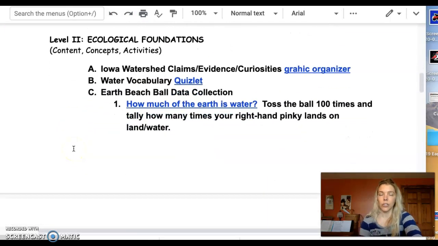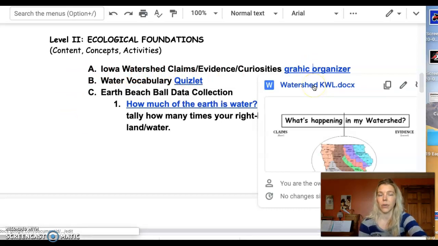Okay, so then to level 2. So level 2 is the content, the concepts, activities, and we're going to start off with this Iowa Watershed Claims, Evidence, and Curiosities graphic organizer. Of course, the claims and the curiosities, they'll be able to do right away, day 1 even. So this is what they know or what they want to know, in other words. And then the evidence is something that they're going to revisit this graphic organizer along the way through this unit.